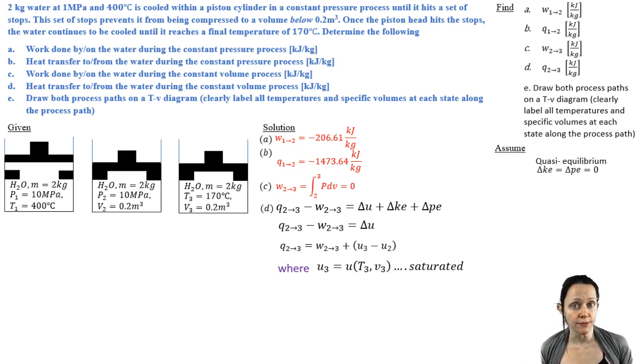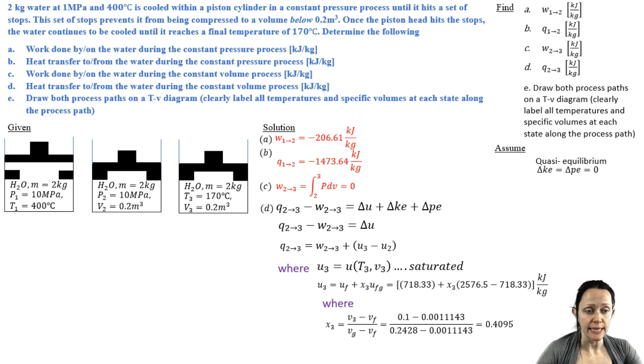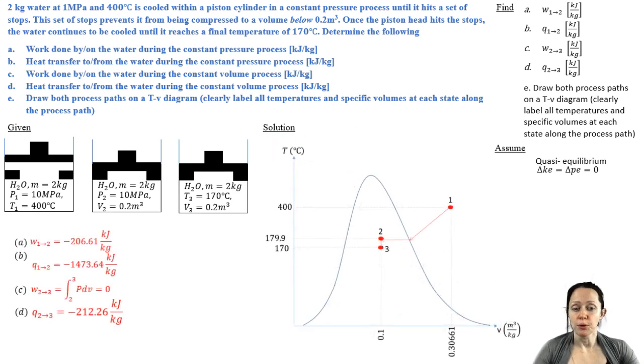And if I look at 170 degrees Celsius in the saturated tables, I can see that I'm firmly in that two-phase region. So I need to calculate this based on U sub f and U sub g, and I need to use my specific volume to figure out what that quality is, and I get 0.4095. Then I plug that in to get U3. And then I plug that in to get my heat transfer from 2 to 3. So I'm good for parts A, B, C, and D, and then I just need to draw things on a T-v diagram. This is part E.